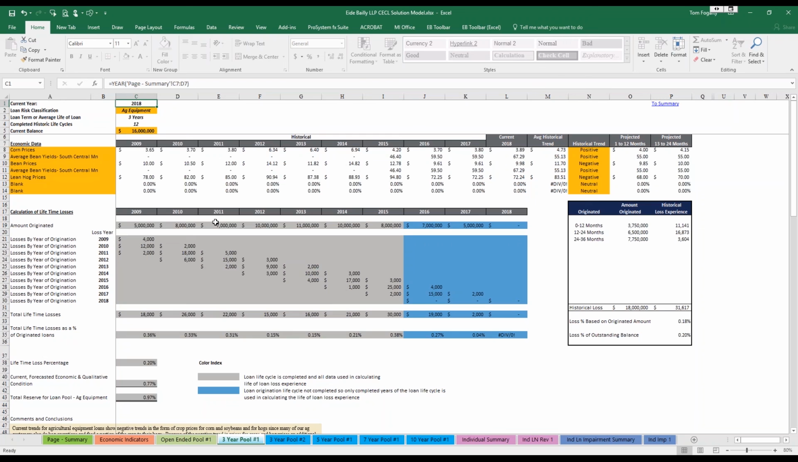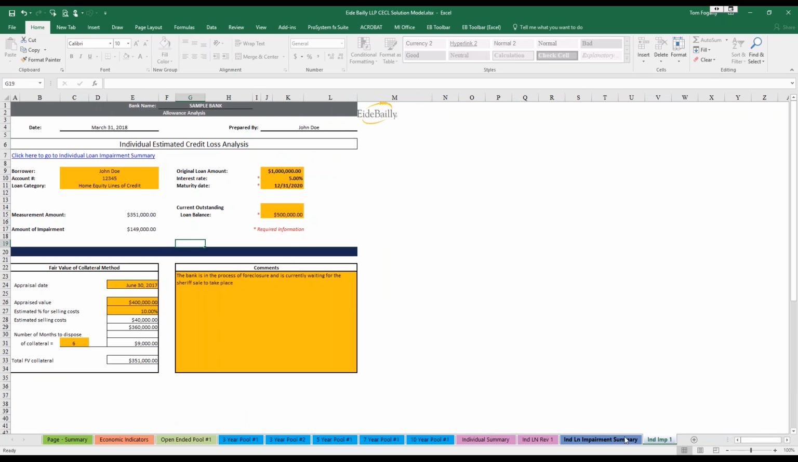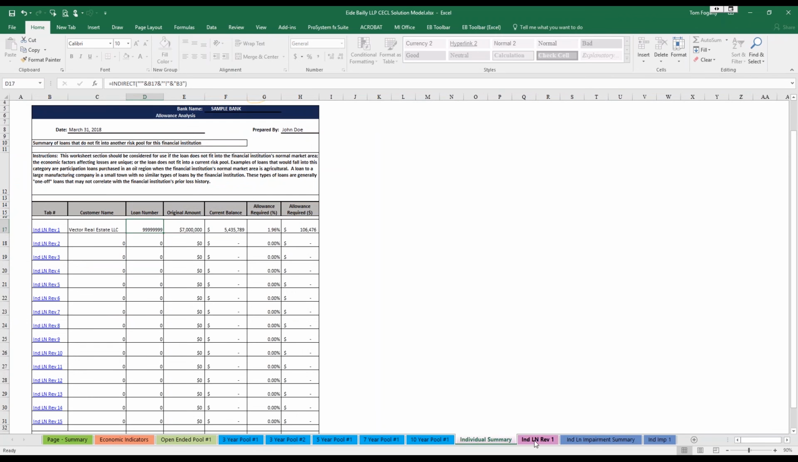The Eide Bailly CECL solution spreadsheet also contains tools to analyze loans individually that may either be considered impaired under the new definition, or is a loan that does not fit into one of the other risk pools. In addition, the model has a tool to calculate loan losses for open-ended lines of credit.